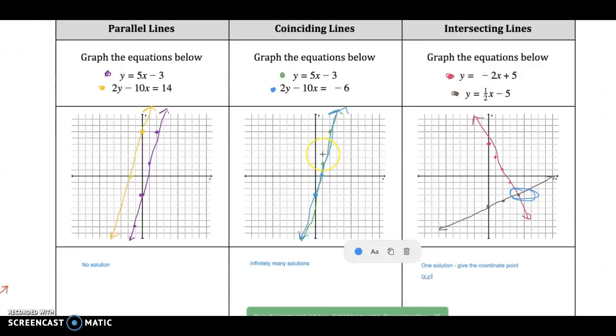Okay, so this should help you figure out how to find the solution of a system of equations from graphing. So a lot of review from last unit, and then just putting some things together. So instead of graphing one line, we're now graphing two.